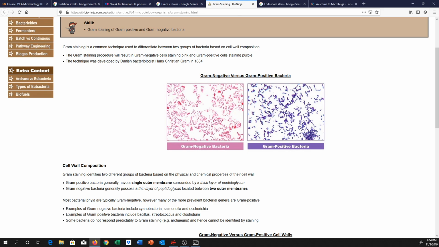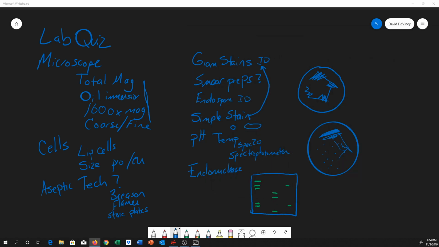Maybe this was a simple stain instead of a gram stain. I might ask you to tell me what the shape of the bacteria is. So obviously I would give you one that looks a little better than this, but that is a question that I might ask.